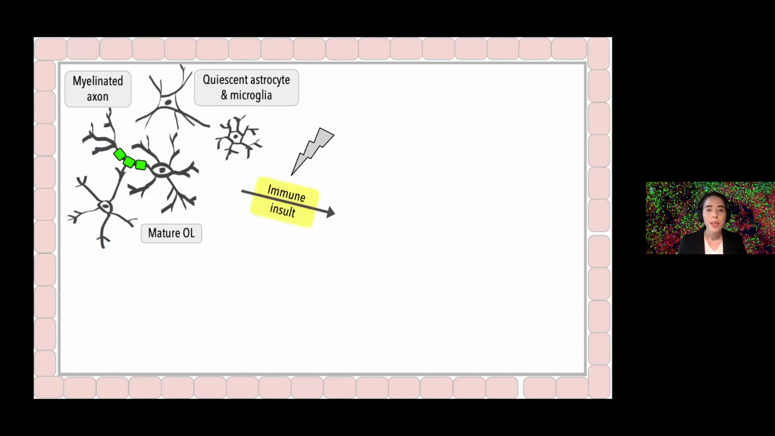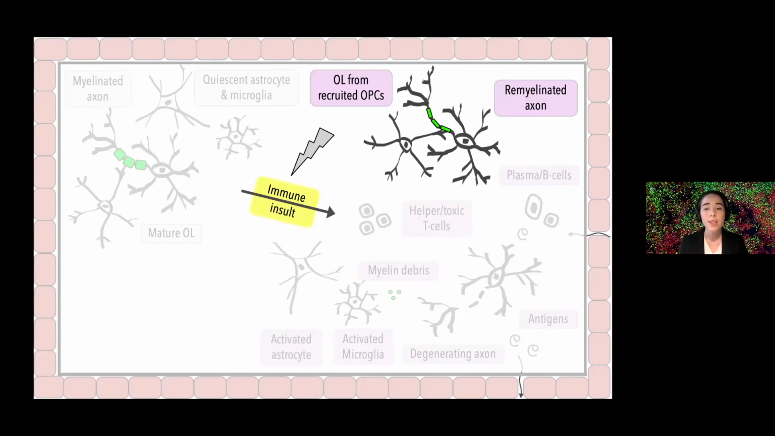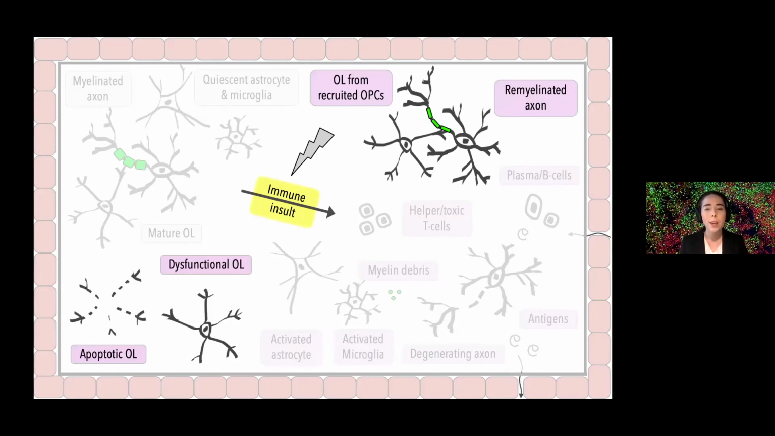MS usually begins with an immune-mediated inflammatory response. Immune cells are activated and cross the blood-brain barrier, recognizing myelin as a foreign agent and attacking it. Astrocytes and microglia are activated and they provide both neurotoxic and neuroprotective support. This immune-mediated inflammatory response leads to myelin loss, axon degeneration, and destruction of these glial cells. While some recruited oligodendrocytes can remyelinate these axons, most of them become apoptotic, die, or become dysfunctional.